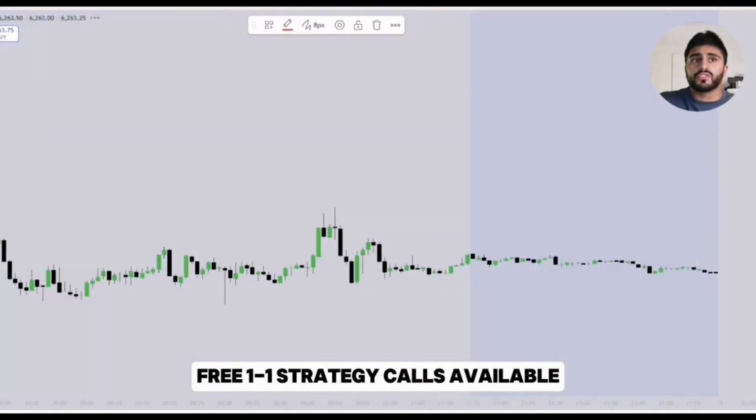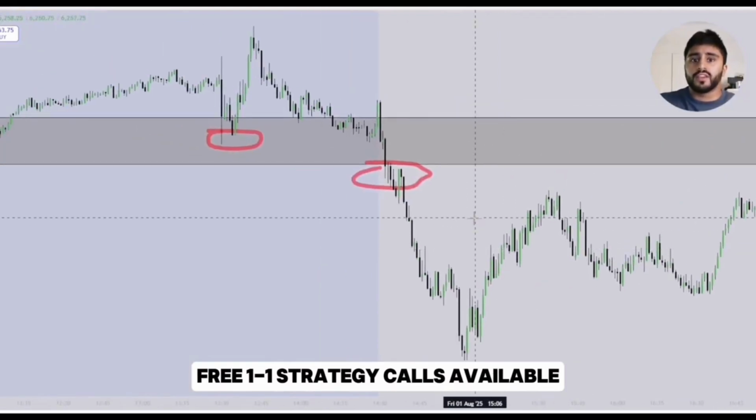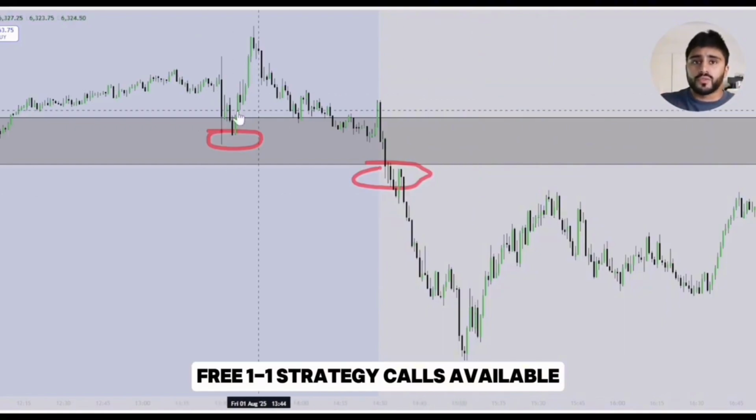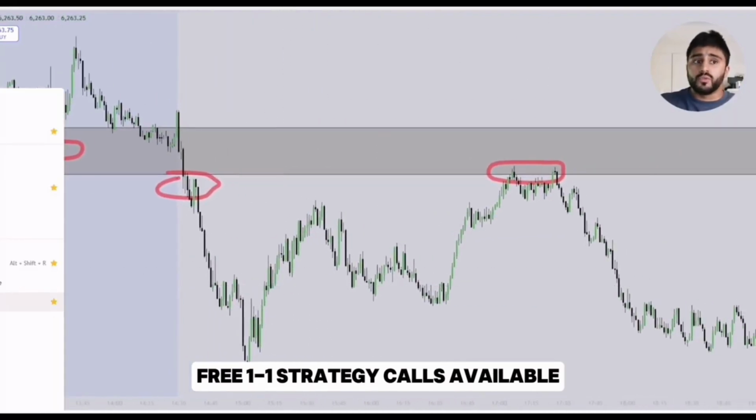How can you take advantage of these areas? How can you take advantage of these trades? So we're going to be focusing on Friday's price action, which would have been the 1st of August 2025. We're going to be focusing on these areas over here, and I want traders to understand how a key level works and how to actually trade using order flow.